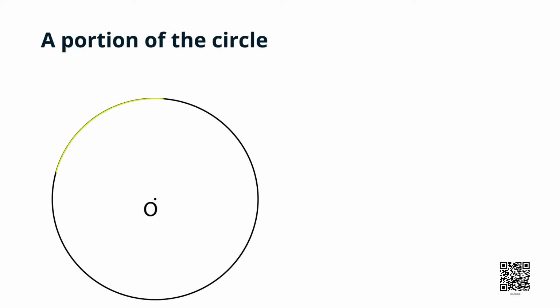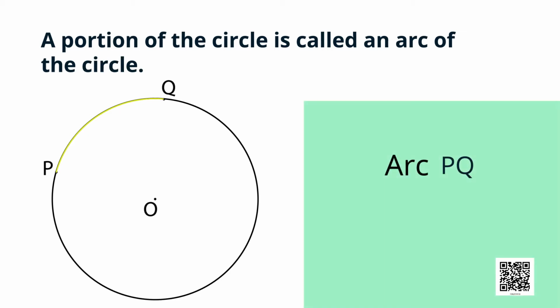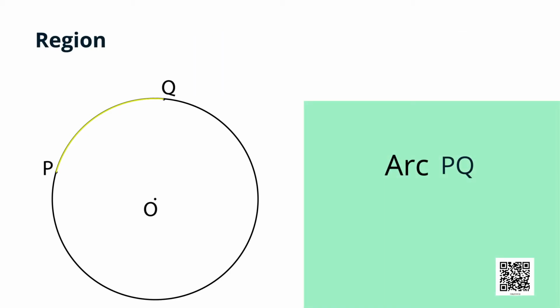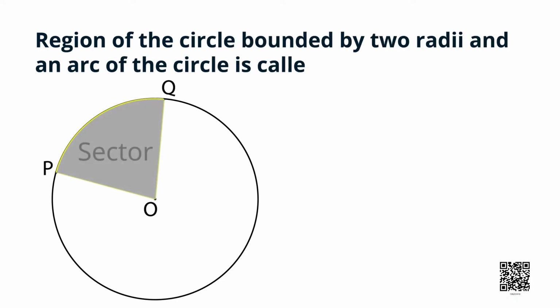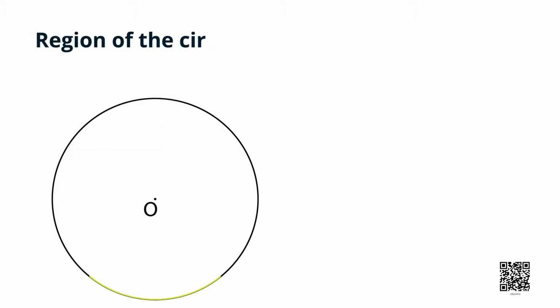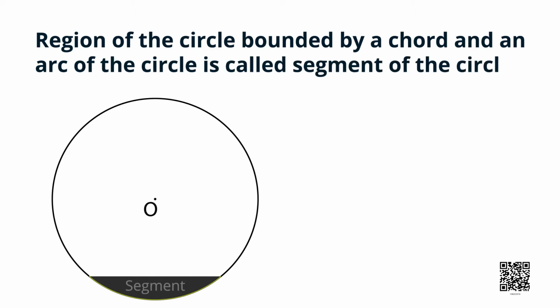A portion of the circle is called an arc of the circle, like arc PQ. The region of the circle bounded by two radii and an arc of the circle is called a sector of the circle. The region of the circle bounded by a chord and an arc of the circle is called a segment of the circle.